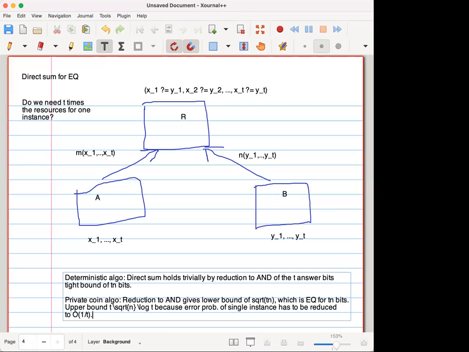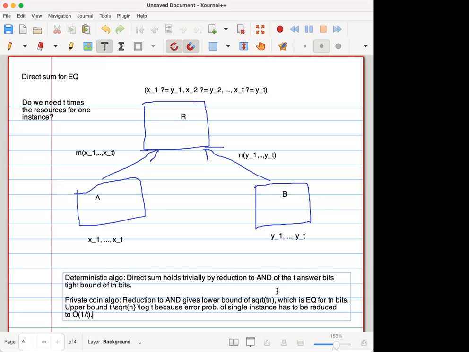Okay? So let us say we don't bother so much with the log t factor, but we don't like that there's a square root t dependency and a t dependency. So the direct sum question is, do you need t times the resources? And I mean, we cannot do better than that, at least for equality. So the upper bound suggests that we need t times the resources, but the lower bound doesn't quite match up.